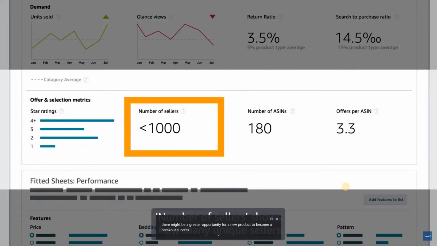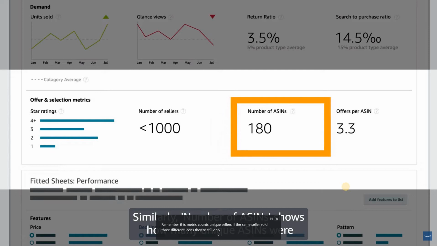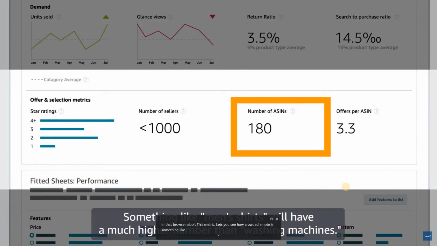Number of sellers shows how many unique sellers offered an ASIN in that browse node over the specified time. Remember, this metric counts unique sellers. If the same seller sold 3 different ASINs, they're still only counted once. Similarly, number of ASINs shows how many unique ASINs were in that browse node. This metric lets you see how crowded a node is. Something like men's shirts will have a much higher number than washing machines.